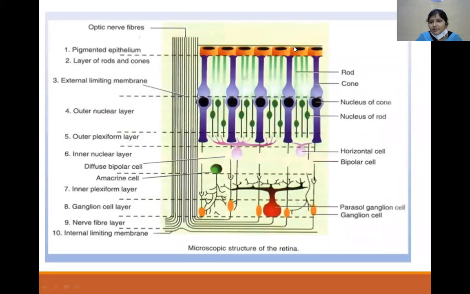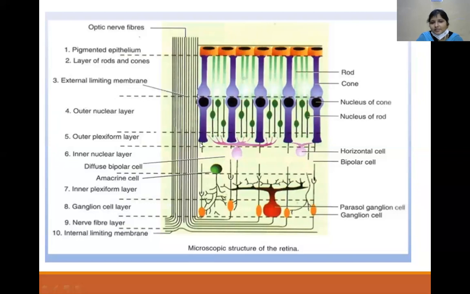Outermost is the RPE, which contains a single layer of hexagonal cells. Next is the layer of rods and cones, consisting of the outer and inner segments of the rods and cones. Next is the external limiting membrane, a fenestrated membrane through which the rod spherules and the cone pedicles pass. Next is the outer nuclear layer, where nuclei of rods and cones are present.